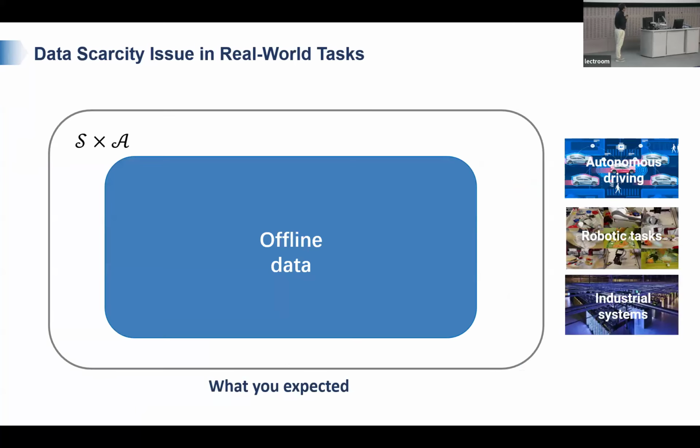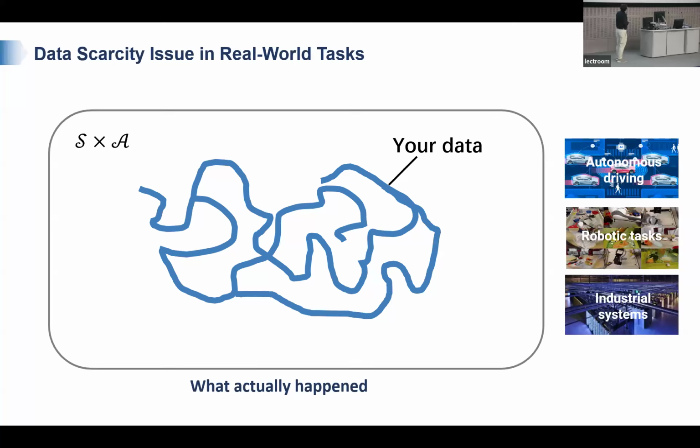But in many real-world cases, the data is actually much more sparse. For example, this is what you might expect when you want a very performant policy: you might expect the offline data to have reasonable coverage of your action space. This is actually what you get in most real-world settings, where you only have very little, very limited data, and the data's action coverage is extremely narrow.